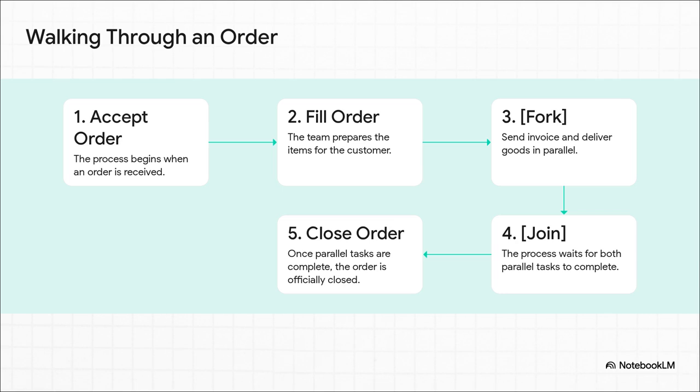Absolutely. Let's use a classic, processing an order. So step 1, the process starts when we accept an order. Simple enough. Then we fill the order, get the items ready. Now look at step 3. We hit that black bar, a fork. That means two things happen at once. We send the invoice and we deliver the goods. They happen in parallel. Then see step 4? That's the join. It just waits. It waits until the invoice is sent and the goods are delivered. Once both are done, then and only then can we move on to the final step, close order. See how that lays it all out, even the multitasking part?